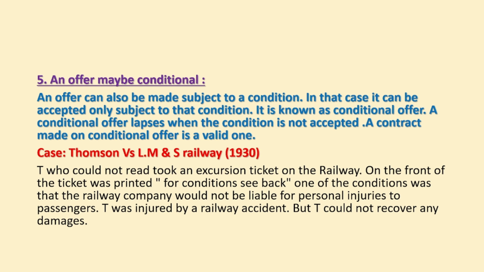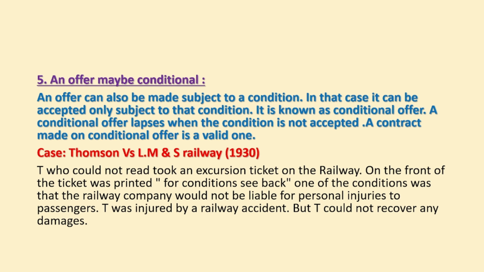On the front of the ticket it was printed that for conditions see back side. One of the conditions was that the railway company would not be liable for personal injuries to passengers. So on the ticket they printed that for conditions see back side. Those people who purchased the tickets have to see the back side of the ticket to know about the conditions. What is the condition? If there are any personal injuries to passengers during traveling, the railway department is not going to pay anything.